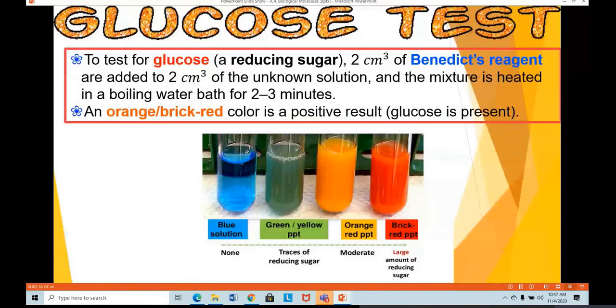All right, so that is about the test. This is the glucose test. Who's going to talk about it? To test for glucose, a reducing sugar, 2 centimeter cube of Benedict's reagent are added to 2 centimeters cube of the unknown solution, and the mixture is heated in a boiling water bath for 2 to 3 minutes. An orange brick red color is a positive result. Glucose is present. Very good.